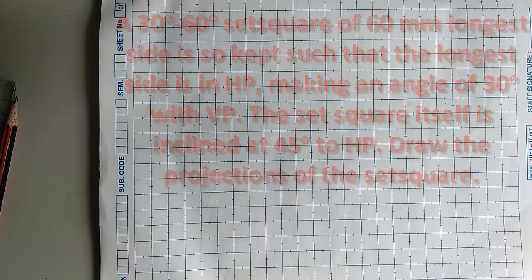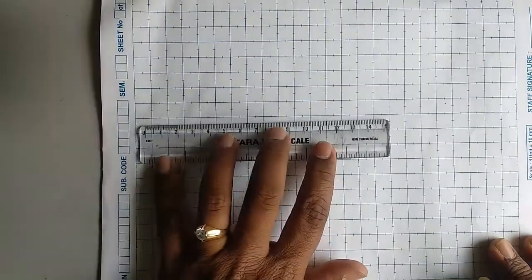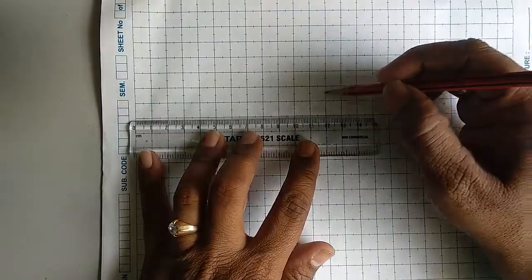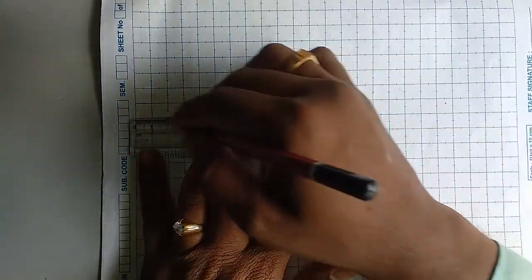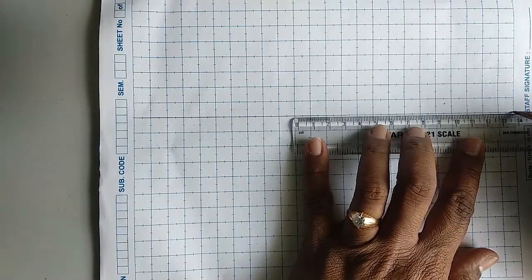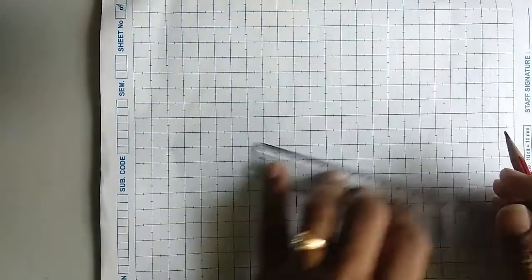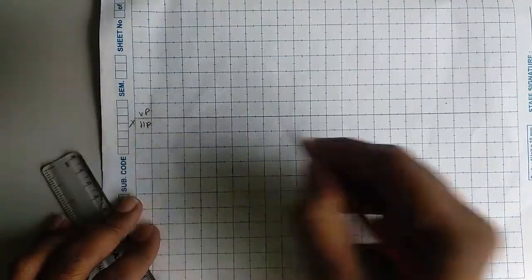Okay, coming to the problem, they have given the set square shape like a triangle. They have given the angles and the longest side, and it is resting on HP. The conditions and all we discussed in the previous class, that is the previous video. When the problem is given, we need to divide the data into 3 steps.